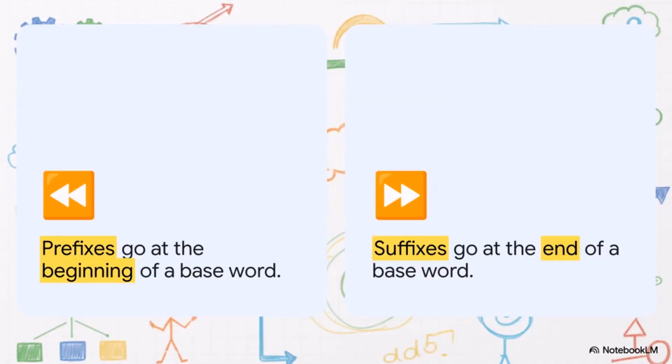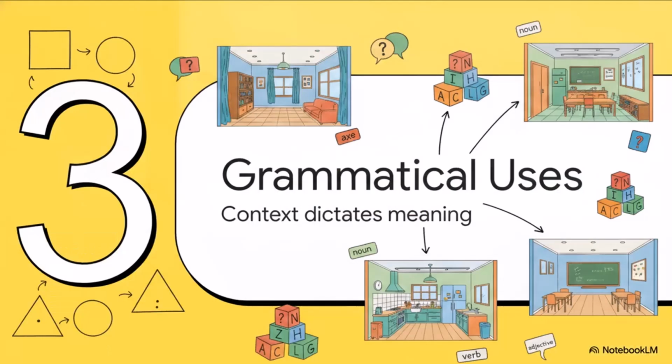But wait, we don't just arrange whole words. We also build them from the inside out using affixes. These are letter groups we attach to a base word to change its meaning or give us grammatical information. Prefixes go at the front, like un or dis. Suffixes go at the back, like ment or ly. For example, take the base word fortunate, add the prefix un and the suffix ly, and boom, you've engineered a brand new word, unfortunately.